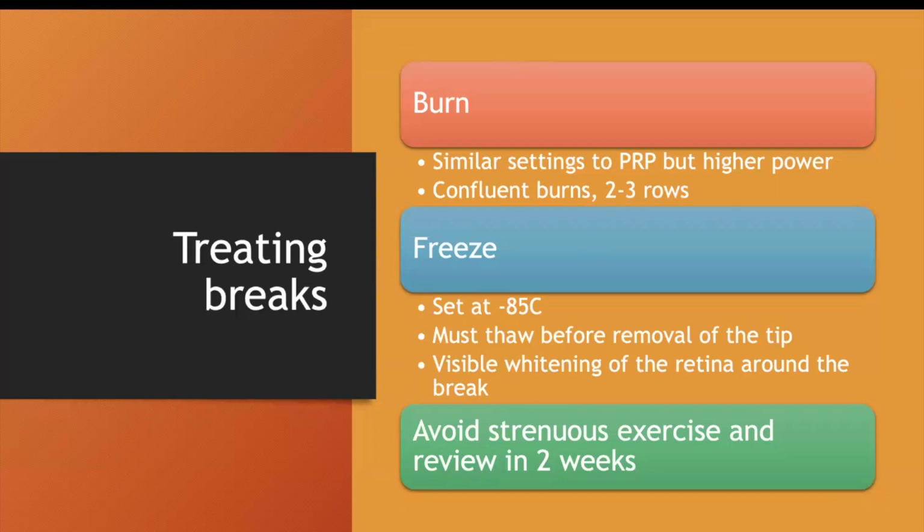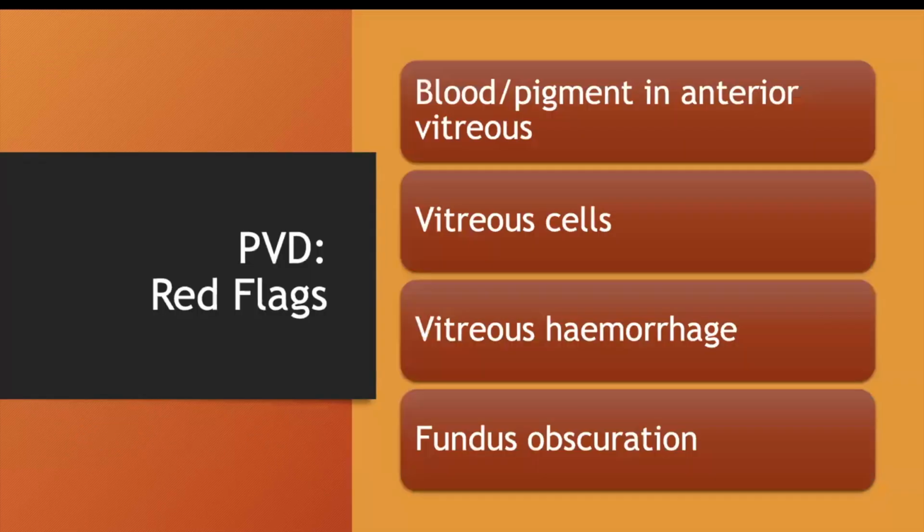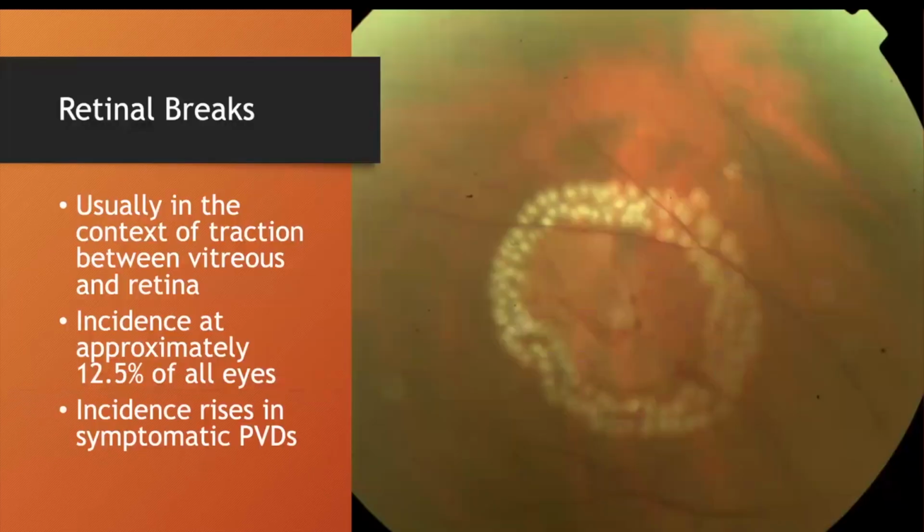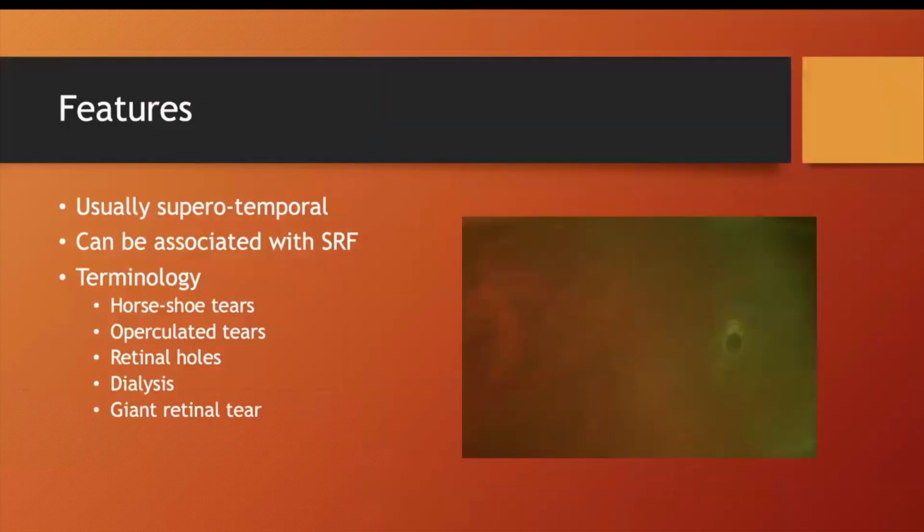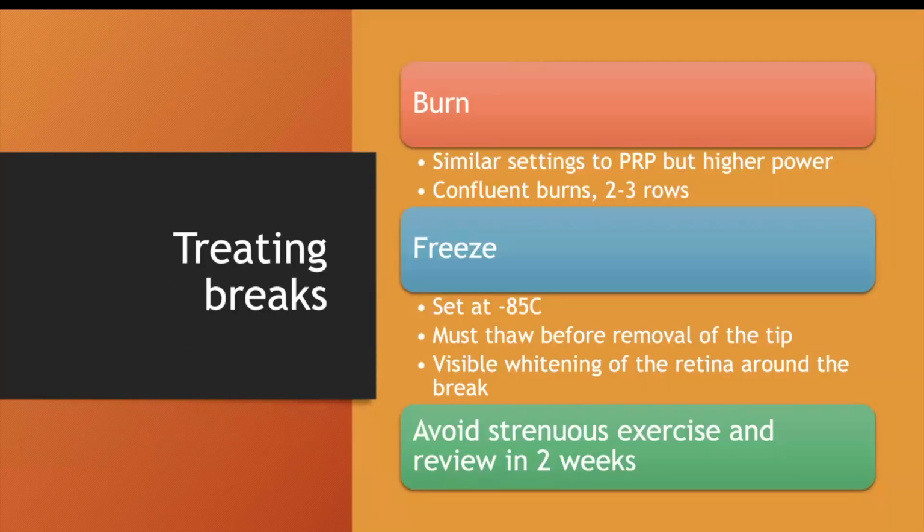And you're going to then give them confluent burns for about 2 to 3 rows. So if you remember the picture that I showed you here, you've got somebody with a really nice, bright reaction, 2 to 3 rows right around the tear, of basically confluent burns to essentially stick that part of the retina down and try to prevent it from breaking away.